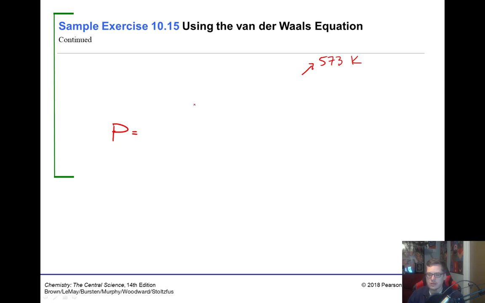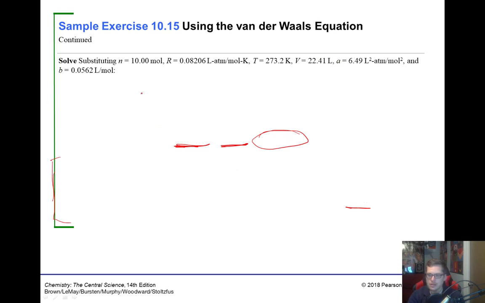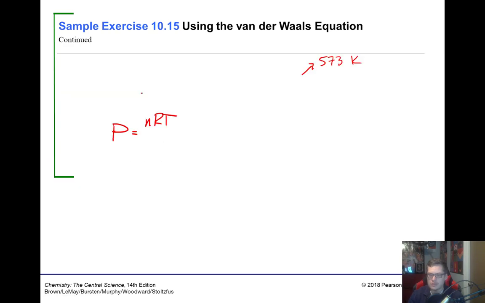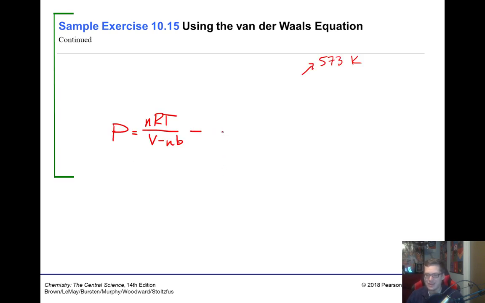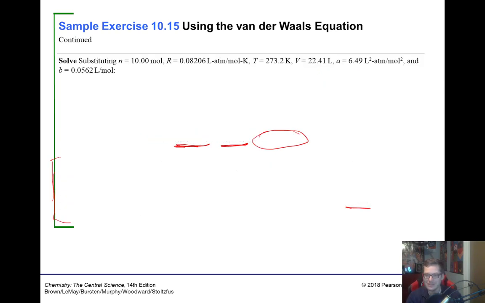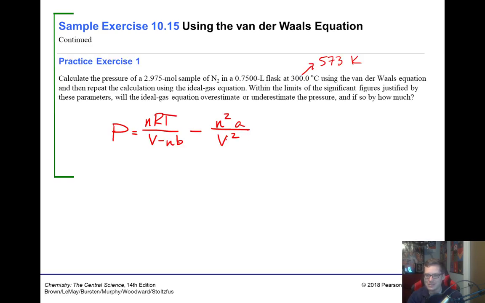P equals nRT over V minus nB, minus n squared A over V squared. I'm kind of doing it backwards because I didn't think this through. All right, so there it is. I just looked at the variables here in order to figure out what was going on. Now we can start plugging in our values.